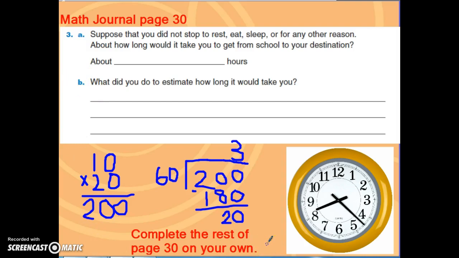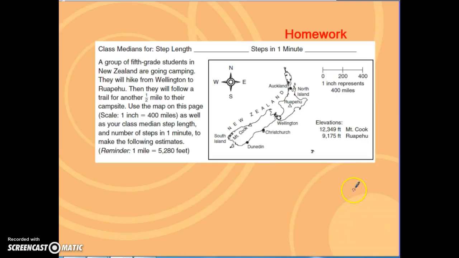There are some other questions for you to answer on page 30. You need to use some of these conversions, converting hours to minutes and feet to miles, and that will help you complete this. For your homework, study link 2-1, we're going to use that our step is 1 foot. And how many steps can we go in a minute? We can go, let's do 50 steps in a minute.